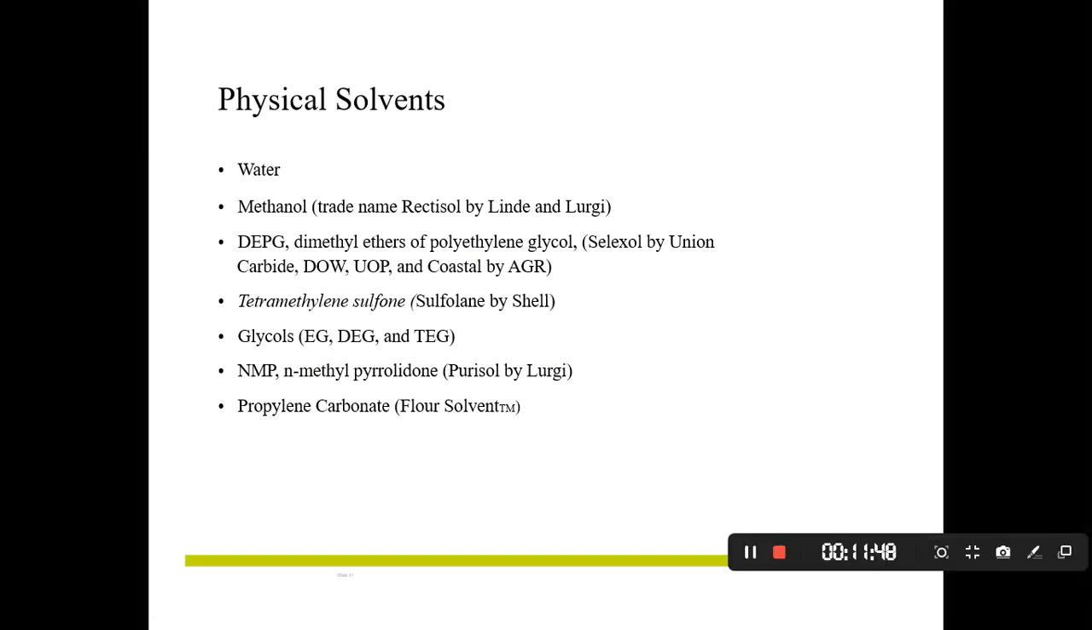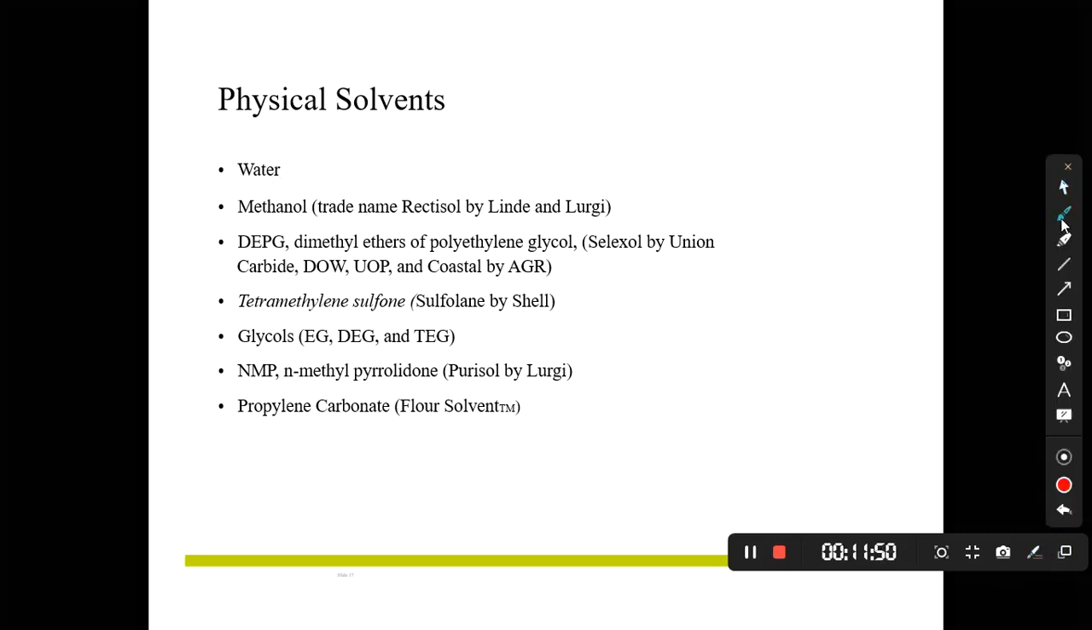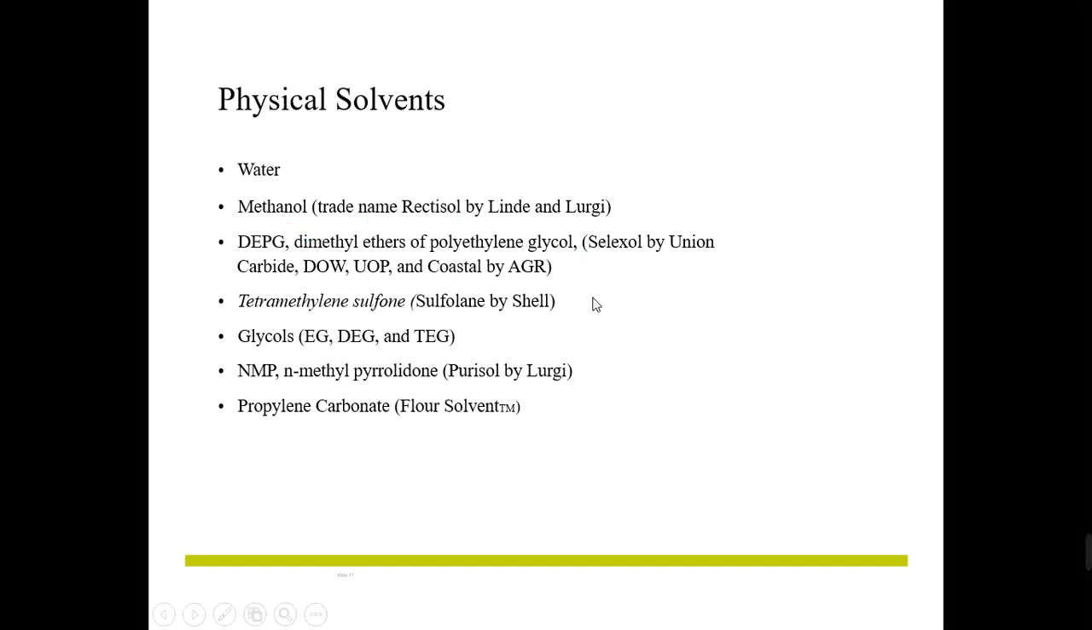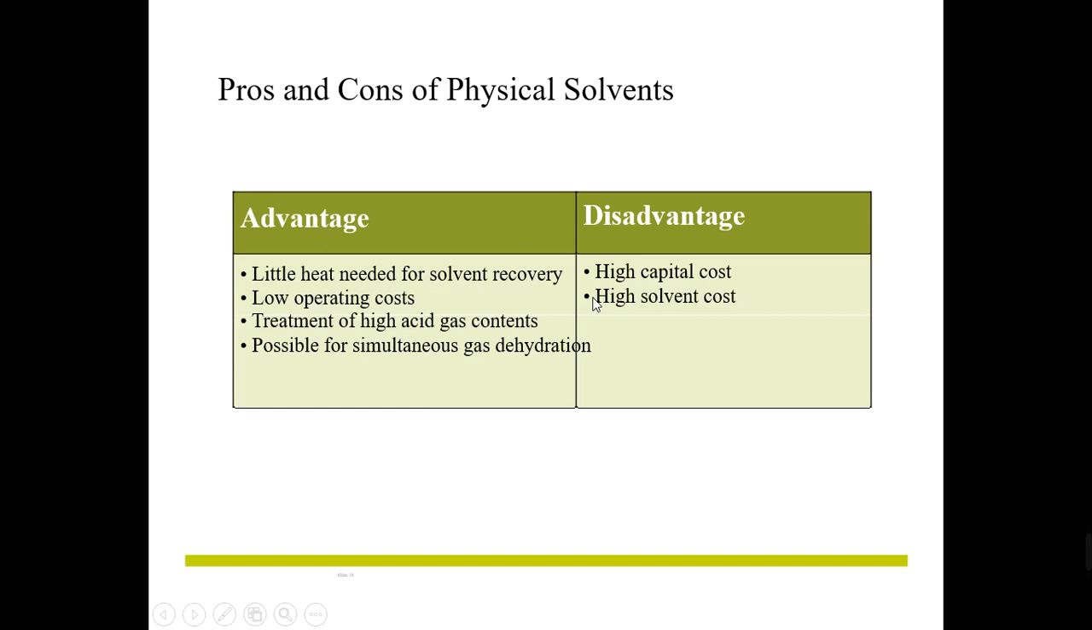The physical solvents that we use, the most famous and commonly used, are water and methanol. And Selexol is also very famous. They use these physical solvents to remove the H2S and CO2 from the gas.